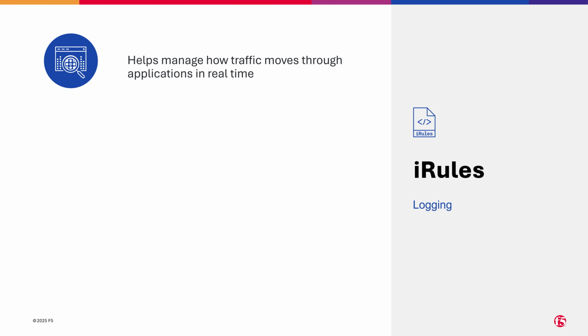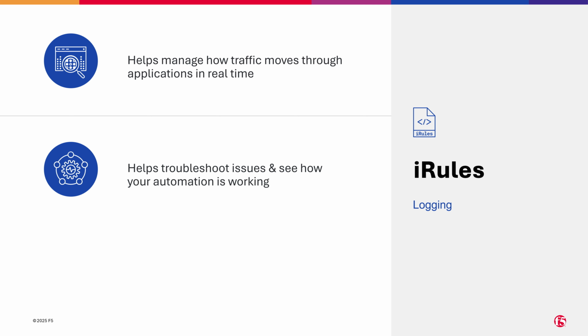F5 BIG-IP iRules are often used in automation to manage how traffic moves through your applications. When you are automating configurations or policies, adding logging to your iRule is useful because it shows what is happening in real time.